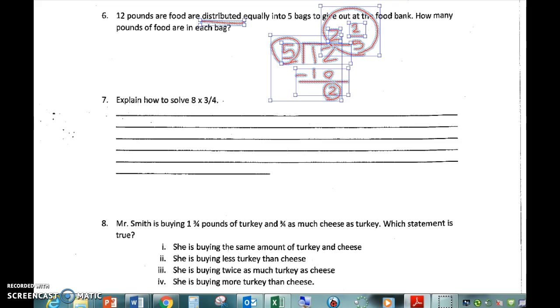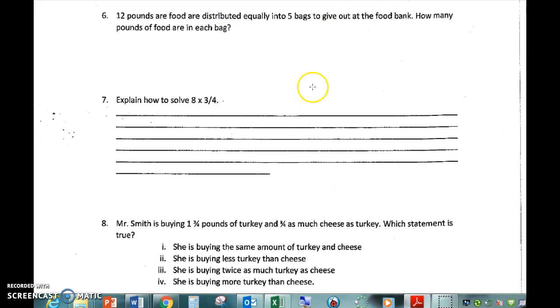Moving on, clear this old stuff out. Explain how to solve 8 times 3/4. All right, explain that in words, and when you come back, I'll explain it to you. Okay, I guess you're back.